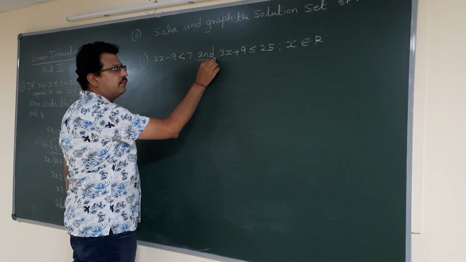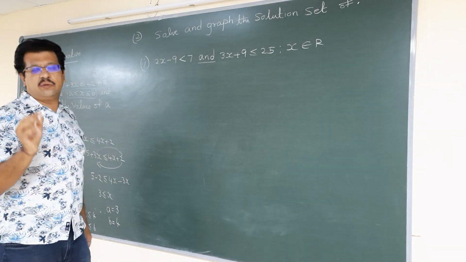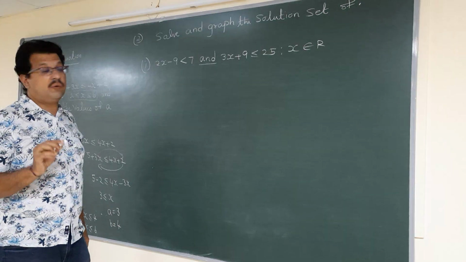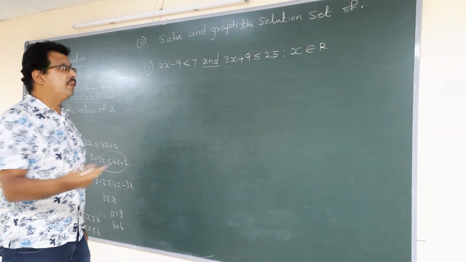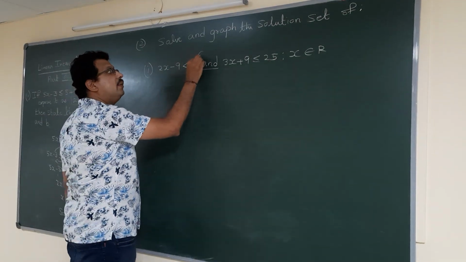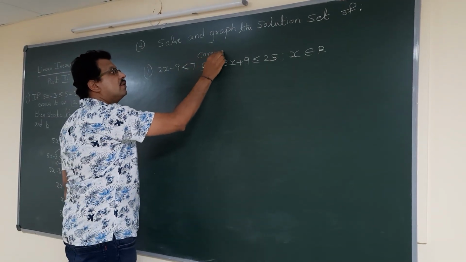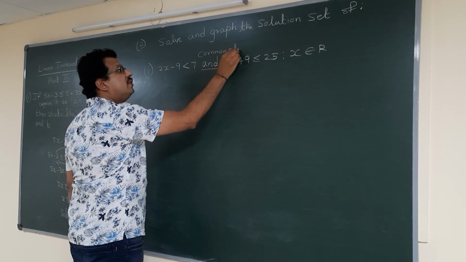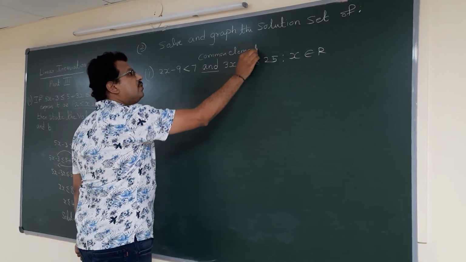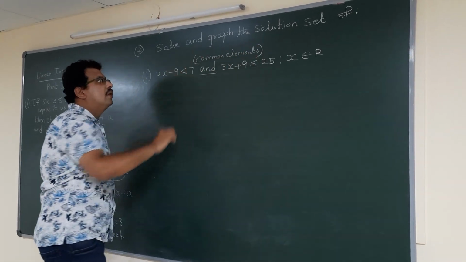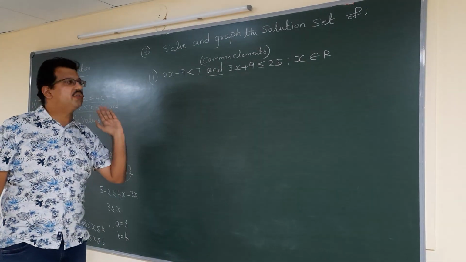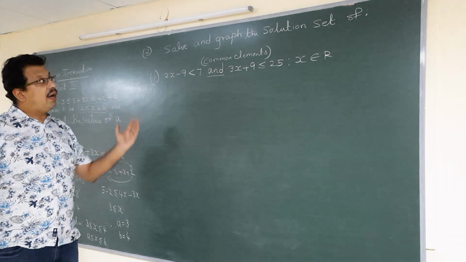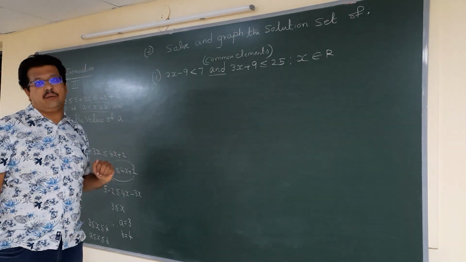See here, 'and' is a very important word, because you should be very careful. Students will usually think of 'and' as something else. Here 'and' means common elements. So you should take the common elements from these two inequations, and then you should draw the number line.